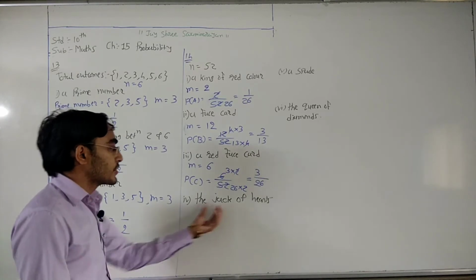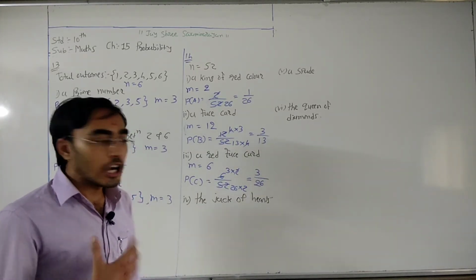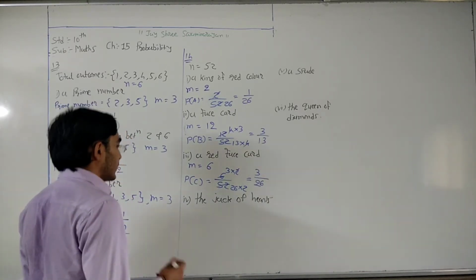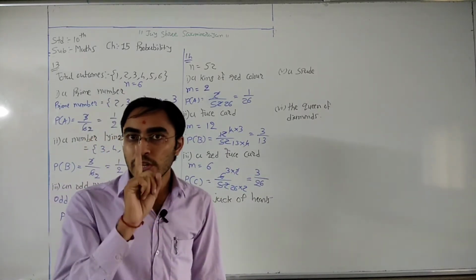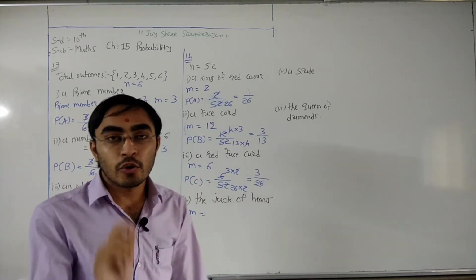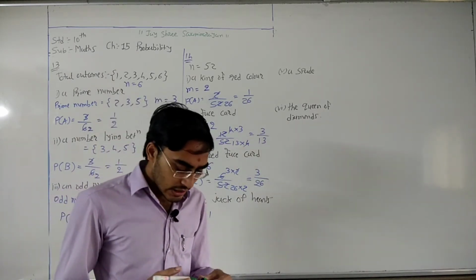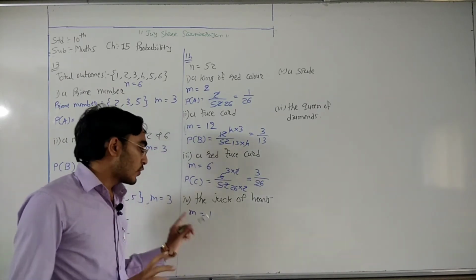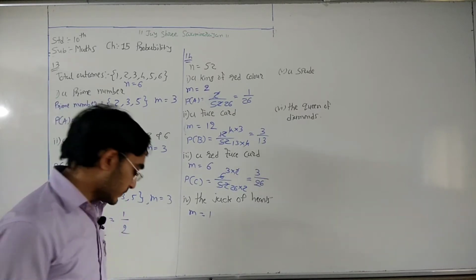After that, the jack of hearts. So how many jacks do we have of heart pattern? In heart pattern we have only one jack, right? Jack of heart. So our favorable outcome is 1, right? So here our jack of heart, it is only 1.